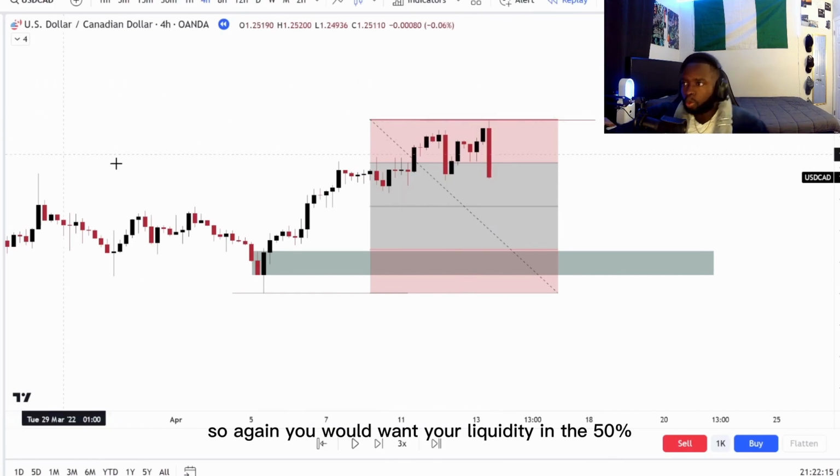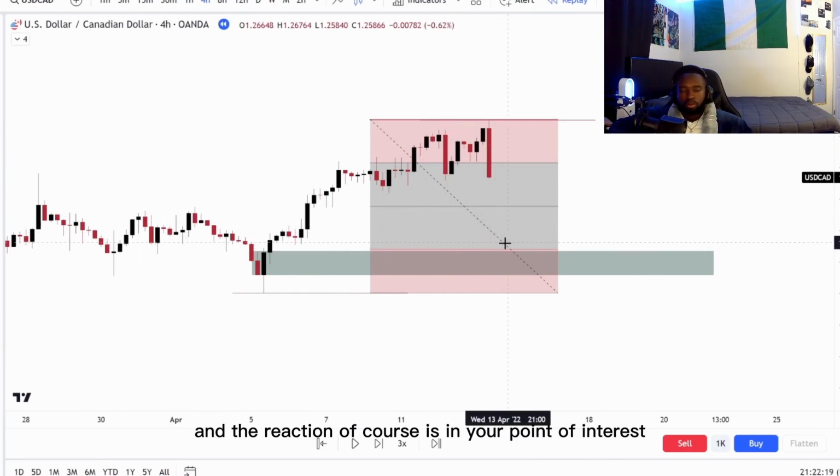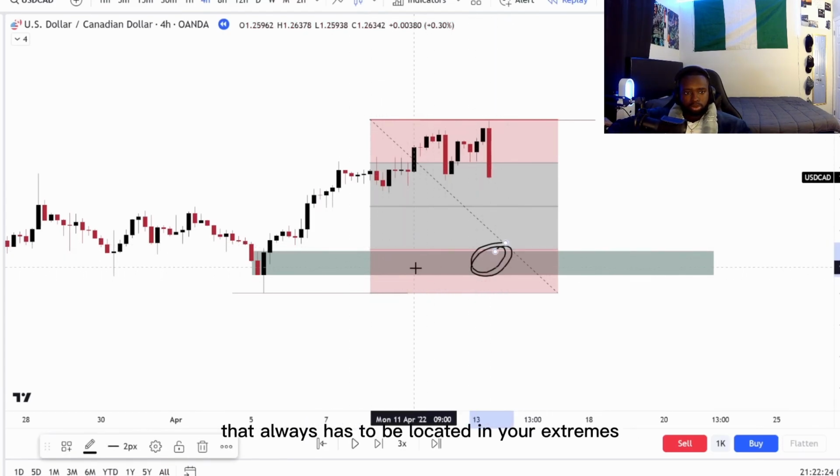So again, you would want your liquidity in the 50%. And the reaction, of course, is in your point of interest that always has to be located in your extremes.